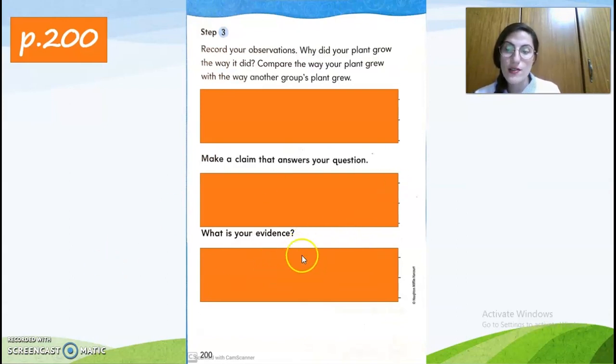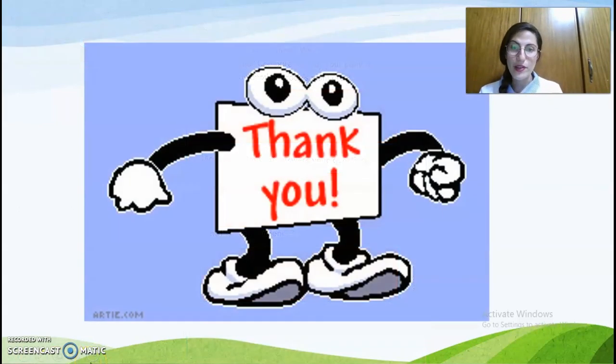What is your evidence? Remember, the evidence is a proof that your answer is correct. When we say proof, it means it is something that shows our answer is correct. For example, how do you see me? How do you know that it's me? Because the proof is that you're observing me at the corner of the screen. Clear? That's all. Thank you.